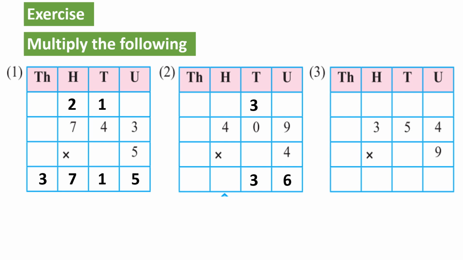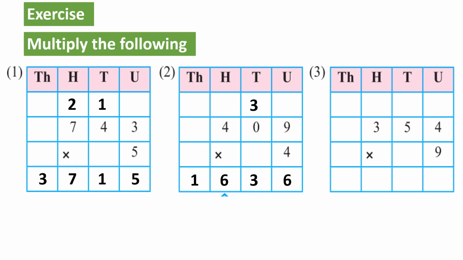Correct? Then 4 4s are 16. So our answer is 1636.